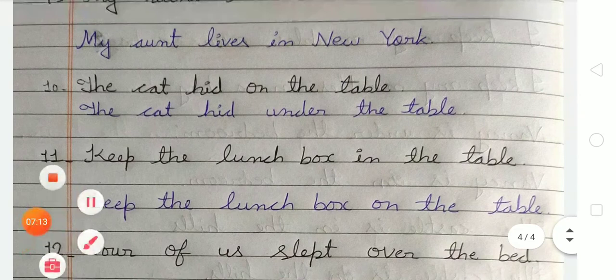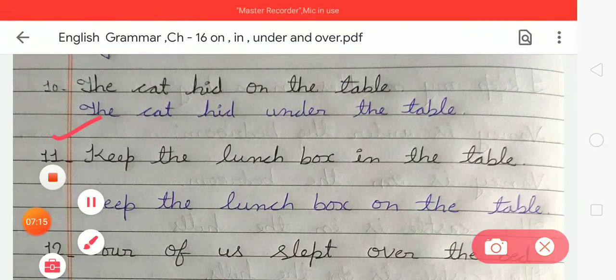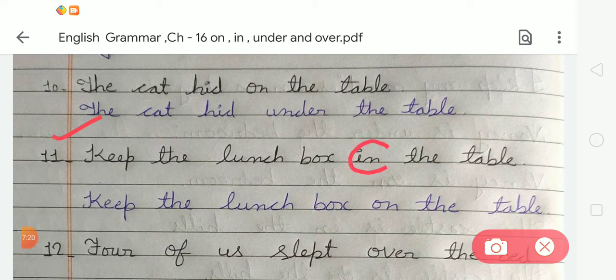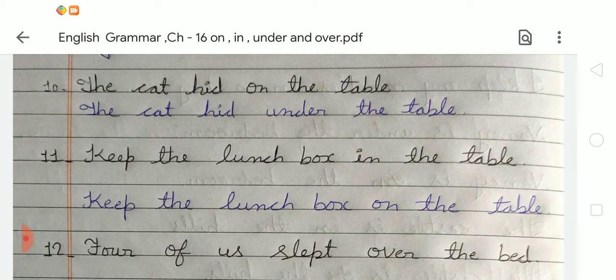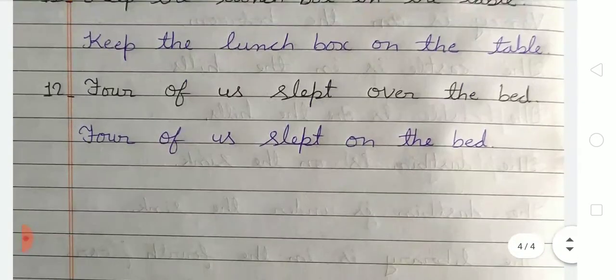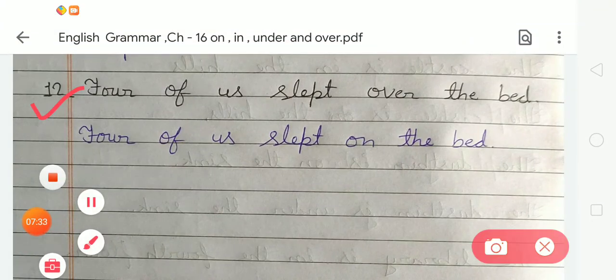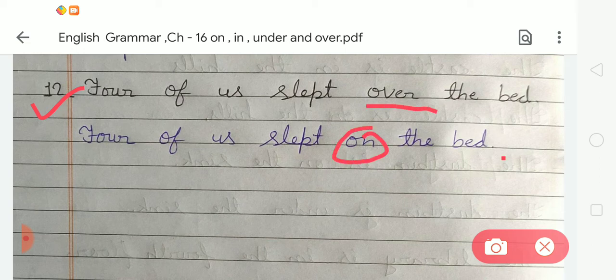Next is number 11. Keep the lunch box in the table. So we have to use the word on in the place of in. So keep the lunch box on the table. After that, next is number 12. In number 12, 4 of us slept over the bed. So we have to write this sentence, 4 of us slept on the bed. We have to use on in the place of over.